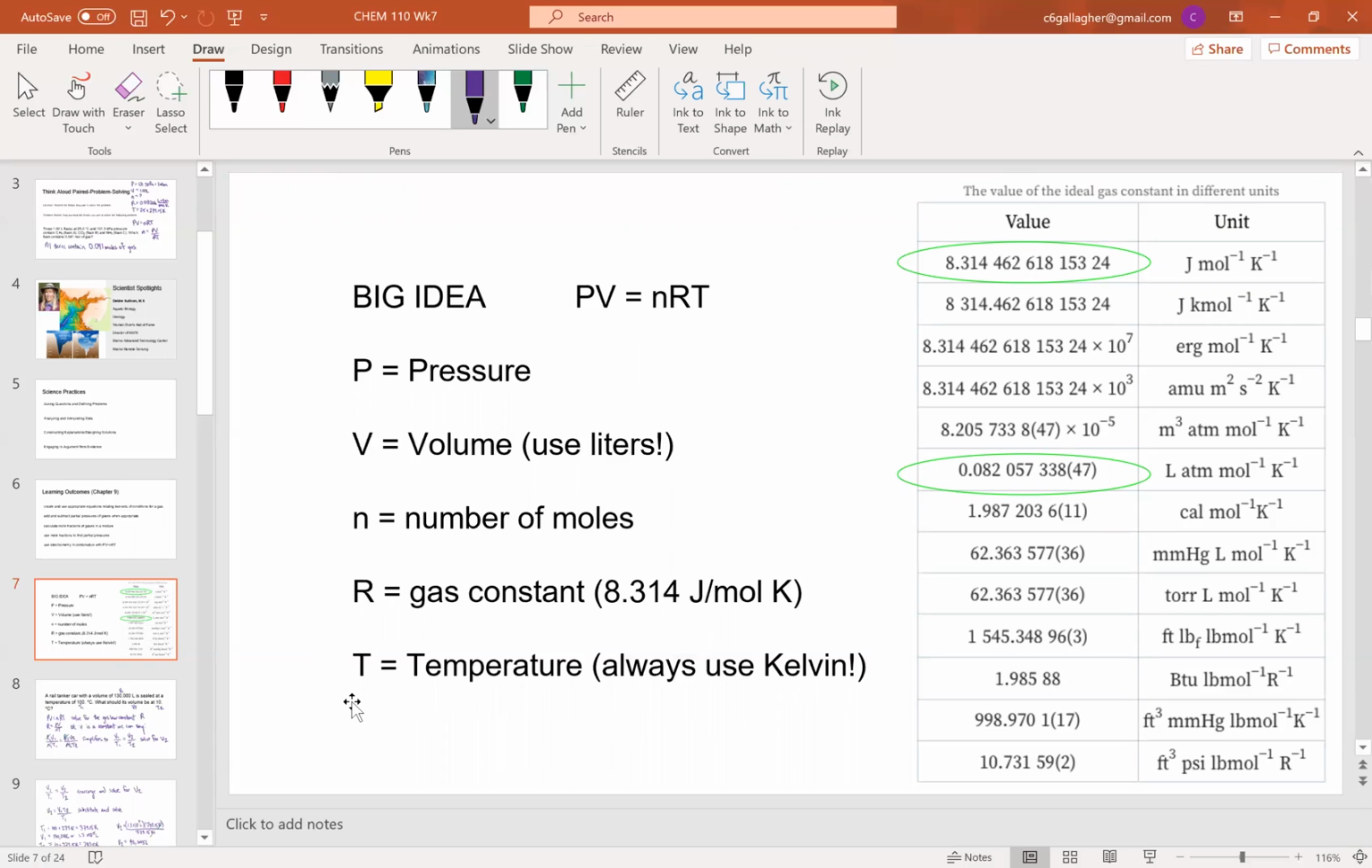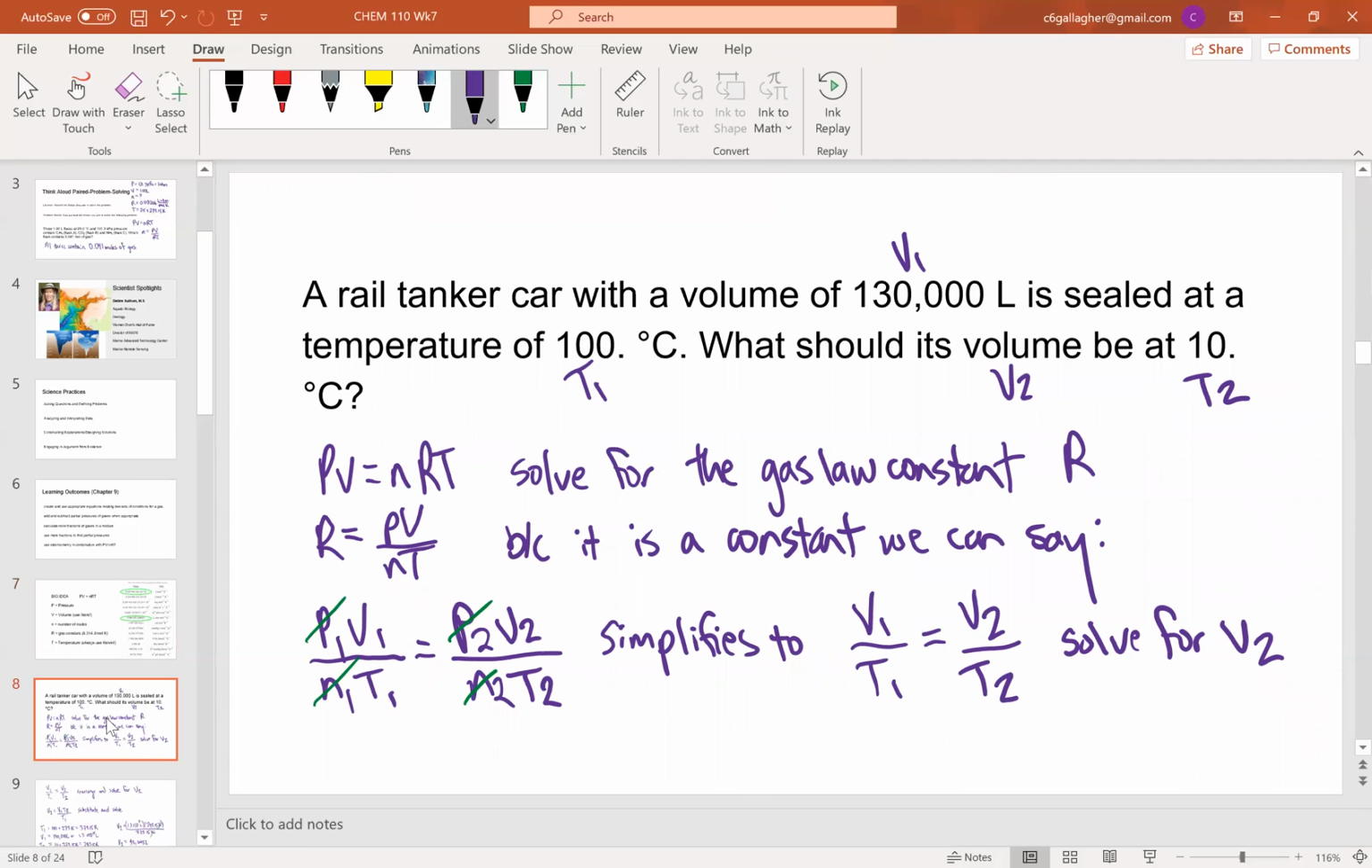The reason why that's super important is because you're going to have several different units you can choose from, and you want to be able to match your units to the type of equation that you're solving. So here's a really great example. A rail tanker car with a volume of 130,000 liters is sealed at a temperature of 100 degrees Celsius. What should its volume be at 10 degrees Celsius?